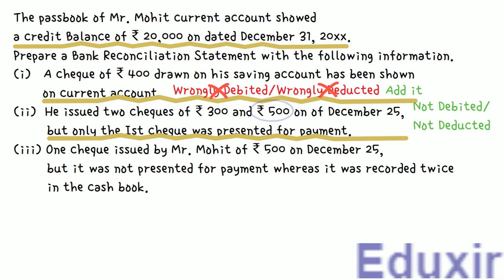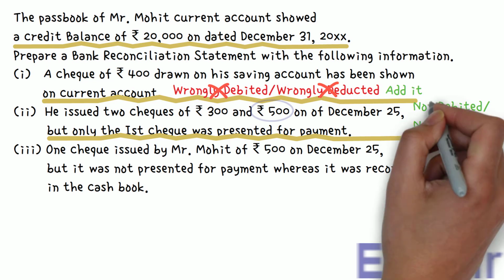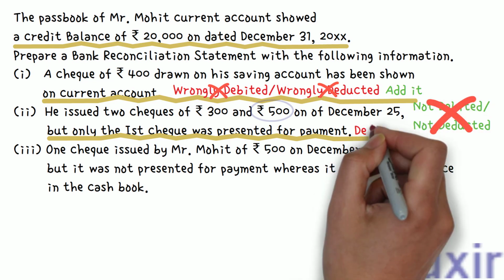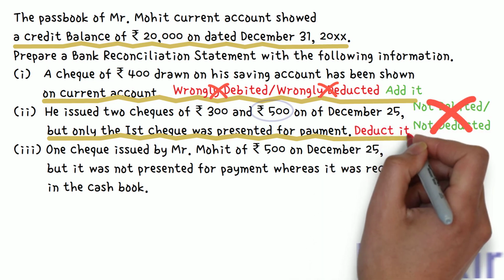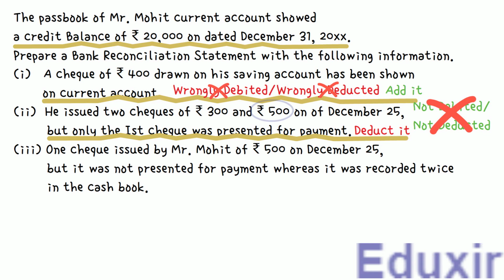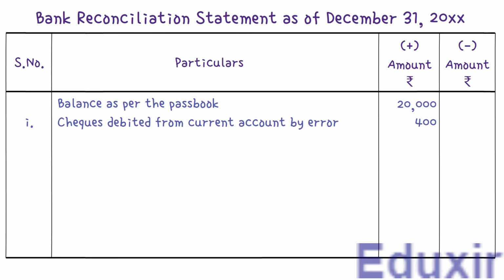However, while issuing this check, there will be an entry for this check in the business cash book. So clearly there will be difference between the business cash book and the bank passbook. So we need to deduct this amount from the passbook balance to get the cash book balance. With this analysis at our disposal, let us now proceed with the recording of these details in the bank reconciliation statement. Let us first write the serial number.